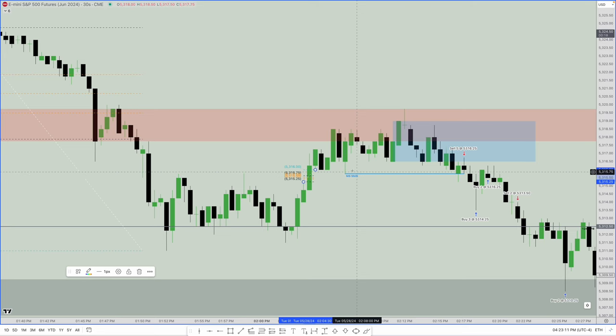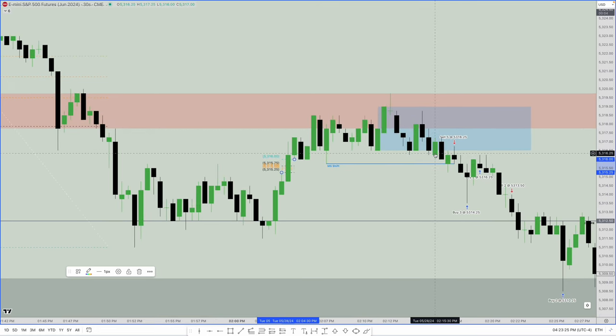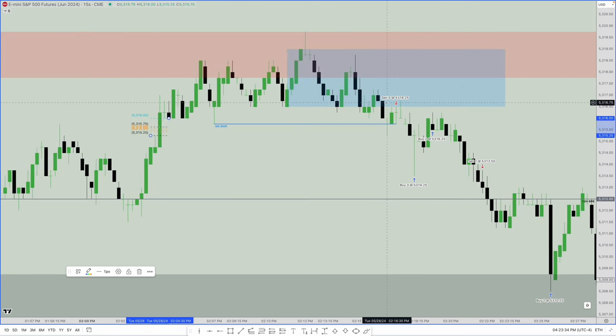Let's get back to the trade. So this intermediate term low, when we take that out, also changing the state of delivery on the 1-minute chart, and then all the narrative that I've given you guys based off of the higher time frame chart. Now, when that happens, I'm just dropping down to the 15-second chart, and we have this imbalance right here.